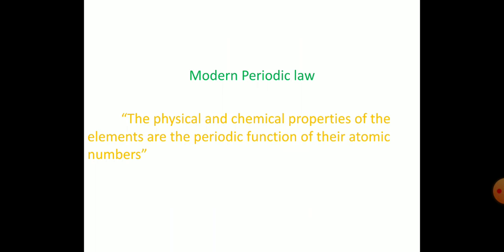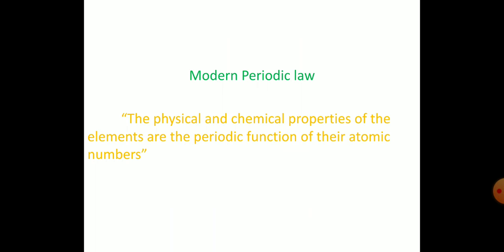Then Henry Moseley proposed a law that is called the modern periodic law. It is given here. Look at the modern periodic law very carefully. It's very, very important. The modern periodic law says that the physical and chemical properties of the elements are the periodic function of their atomic numbers, which means every element will have a particular physical as well as chemical property, and that physical and chemical property is repeated.